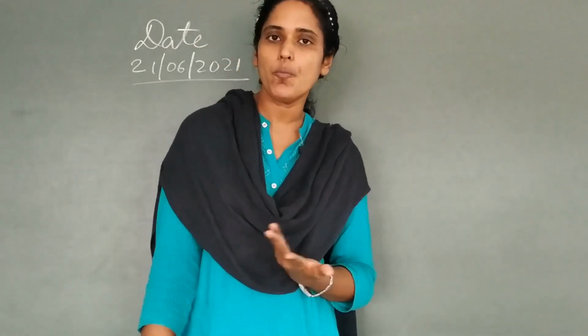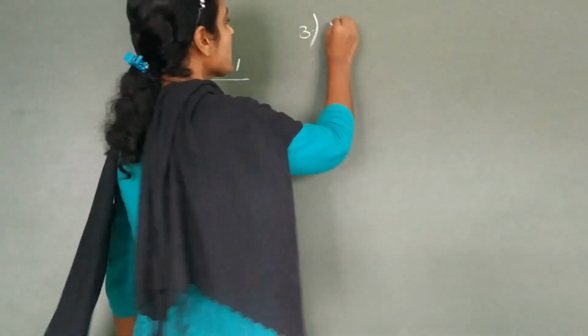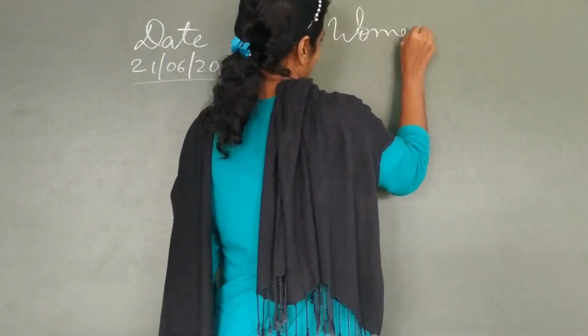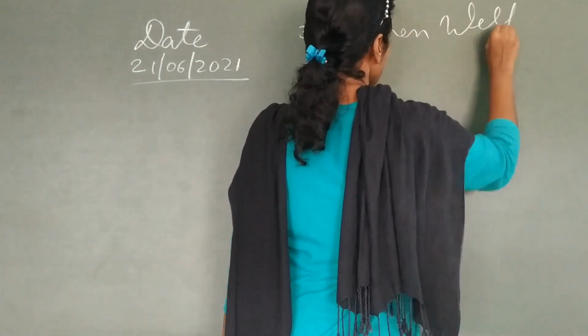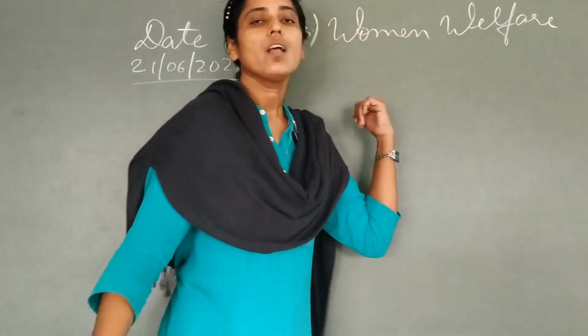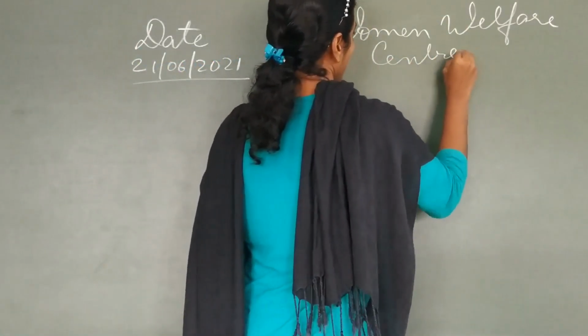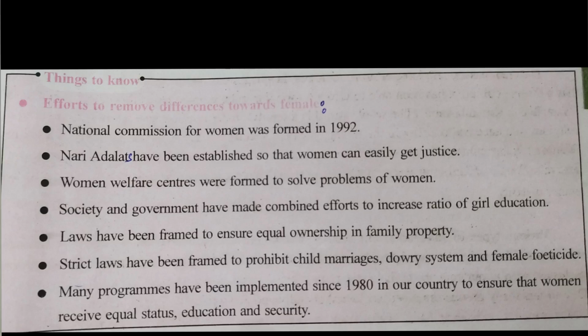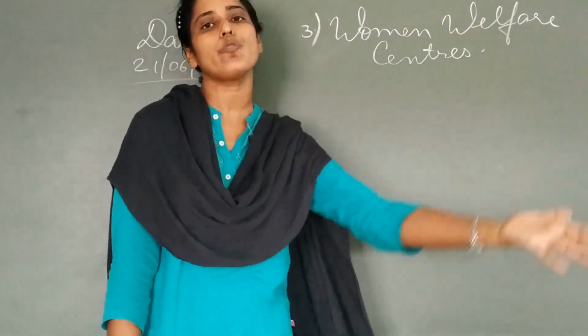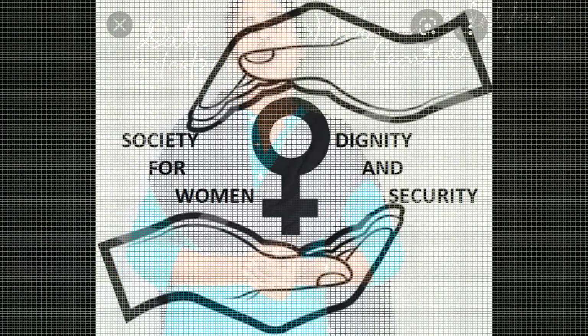Just like we saw the first 2 points, the same way, the third one is Women Welfare Centers. Here also, students, it means the same. Women Welfare Centers were formed to solve problems of women. That is, just like we saw the Nari Adalat, then we saw the National Commission of Women, the same way, Women Welfare Centers were formed, so that easily their problems could be solved there.